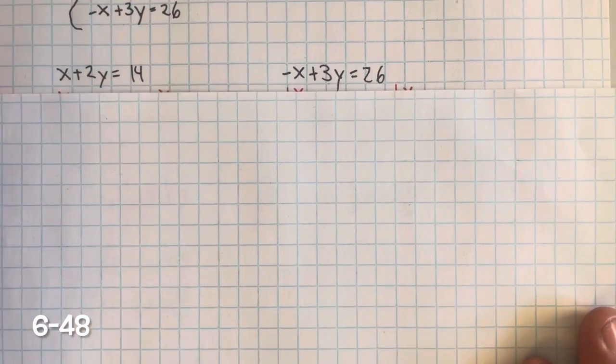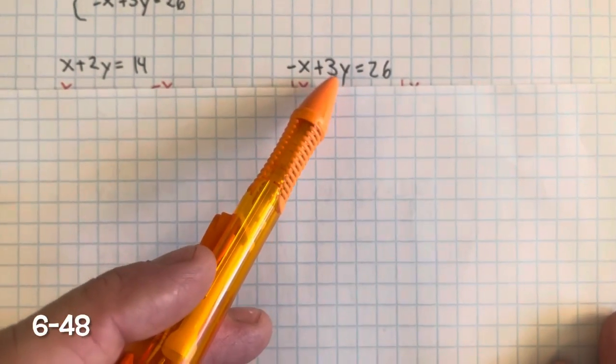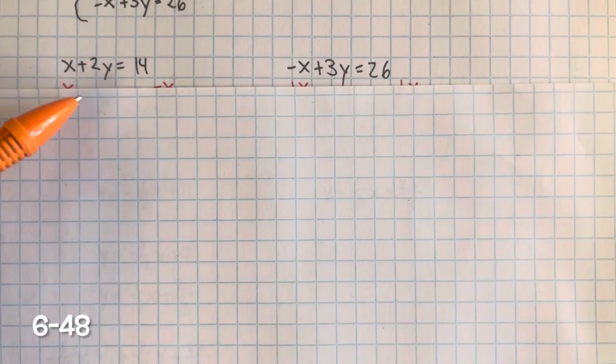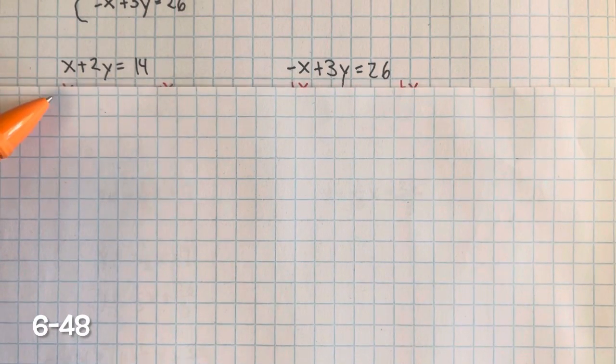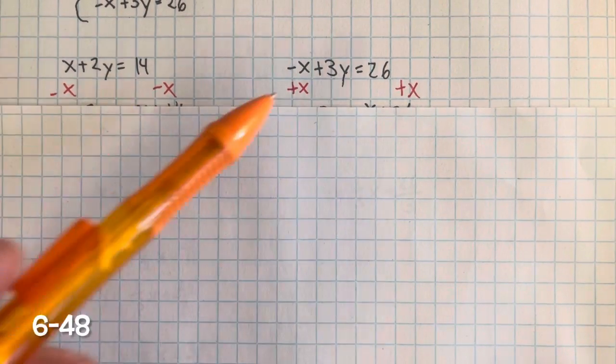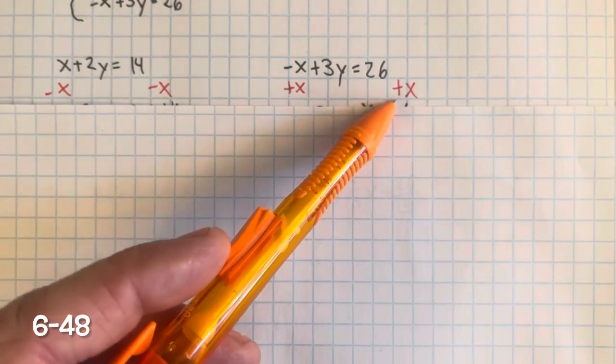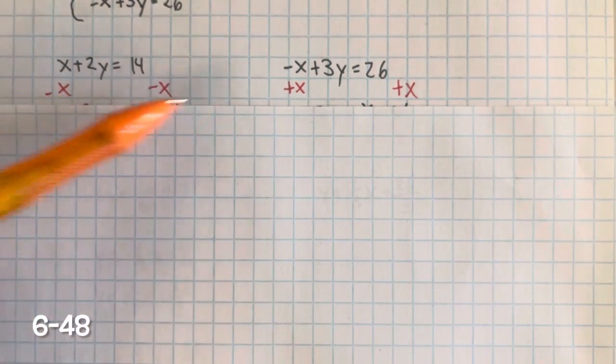So we're going to go ahead and solve by setting them up into both y equals form. And so here are the two equations. And I'm going to go ahead and get y by itself. So I'm going to subtract x from both sides. And then on this equation, I'm going to add x to both sides. Zero pair, zero pair.